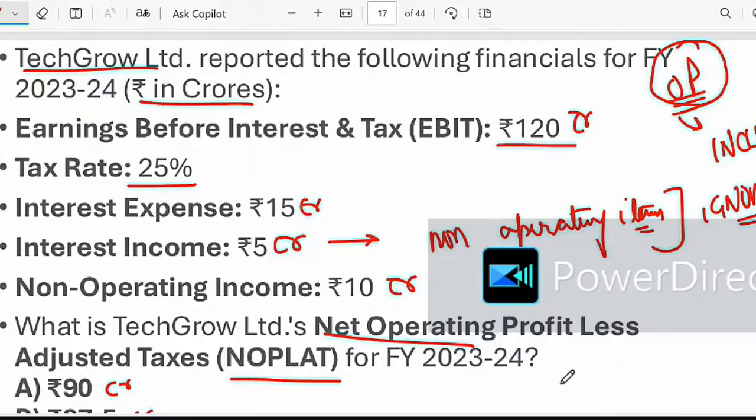Should we include this interest income or not? That is our question. What do you think? Just apply basic common sense. You can answer this question, right? We are focusing on NOPLAT. That is called net operating profit minus adjusted tax. That is the full form of NOPLAT, right?